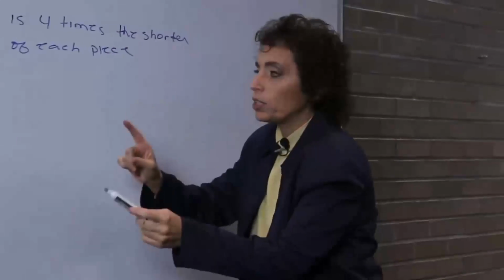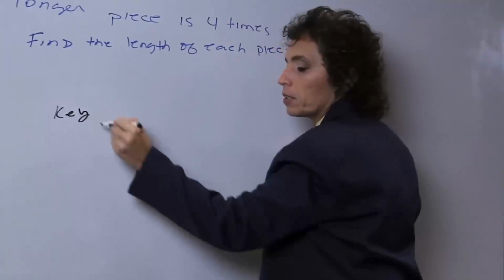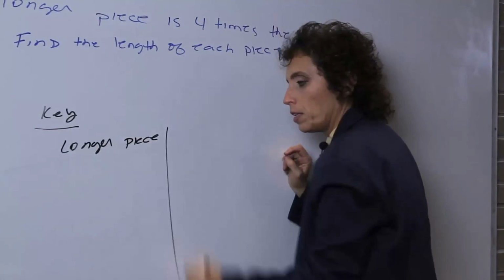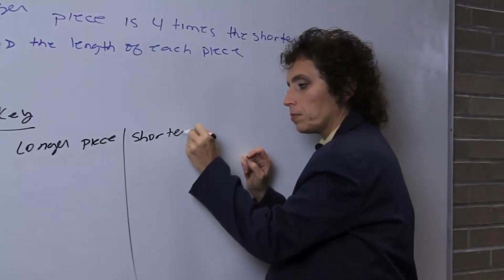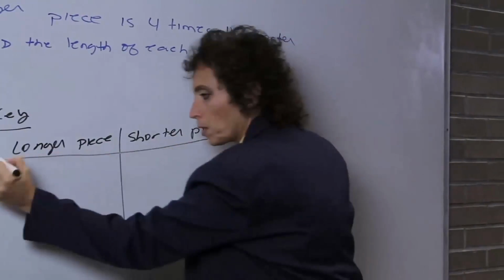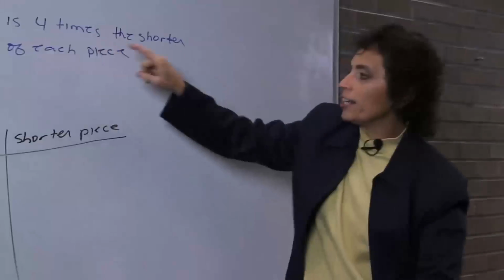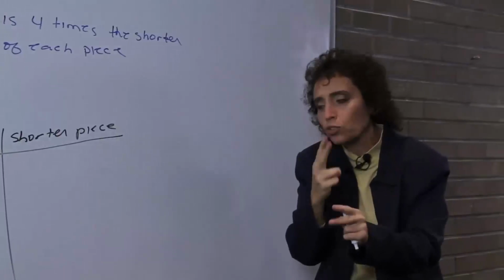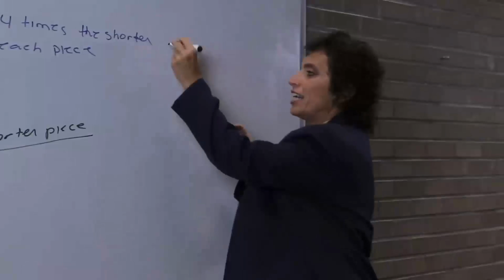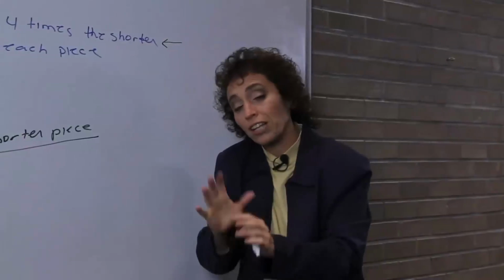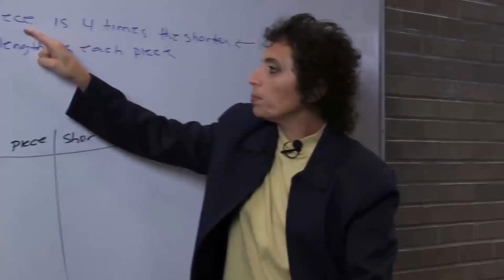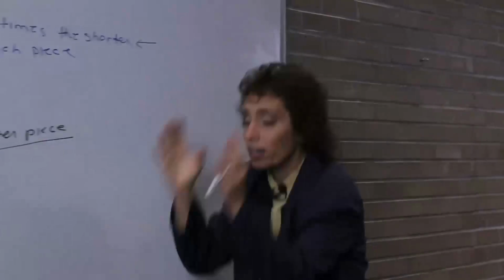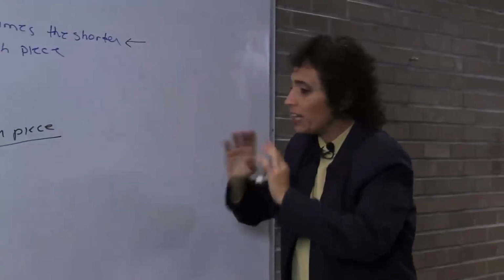Now, let's see what the key is. The key will be the longer piece and the shorter piece. I know you're thinking that I'm going to form the equation there. I'm not doing this word for word like in the other. There are 2 unknowns here. The whole purpose is just to get information about the longer and the shorter piece, so don't get confused by that. The longer piece is 4 times the shorter. It tells me the longer is 4 times the shorter, but it doesn't tell me anything about the shorter.